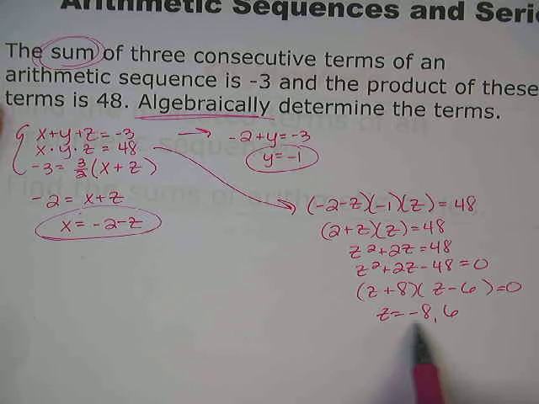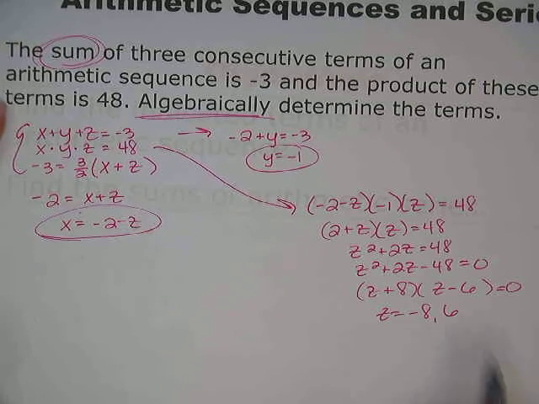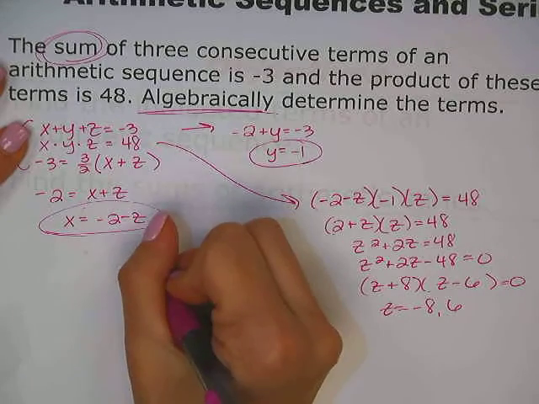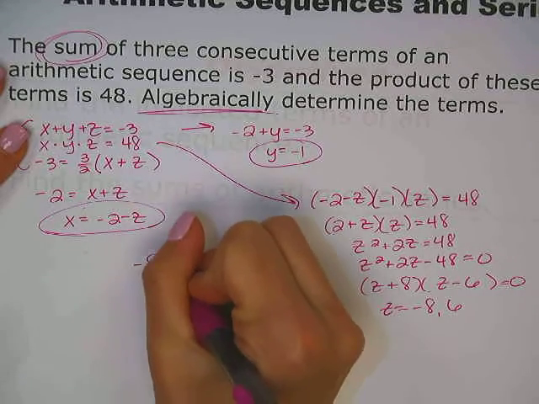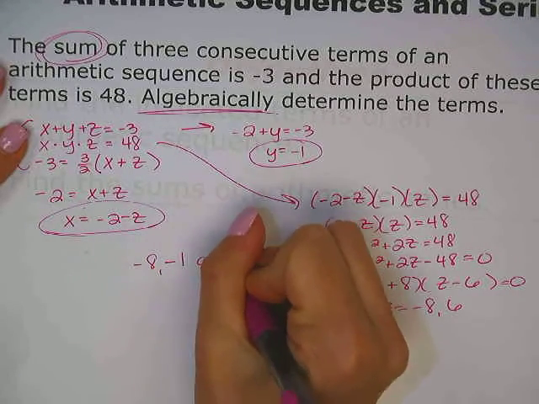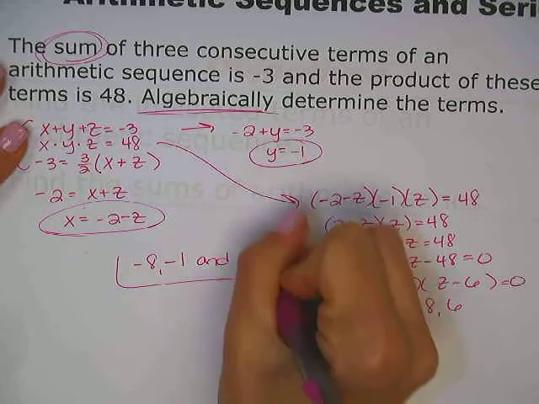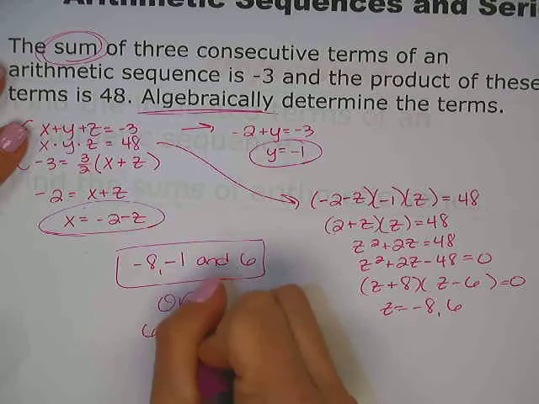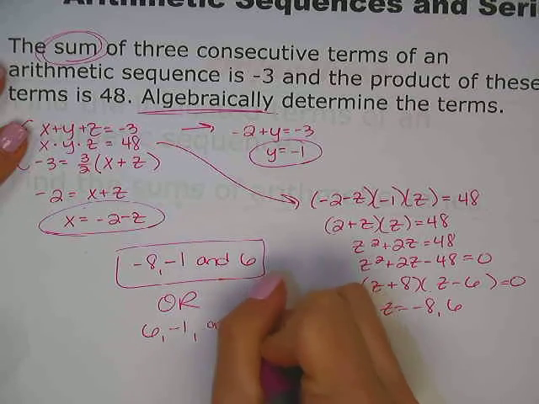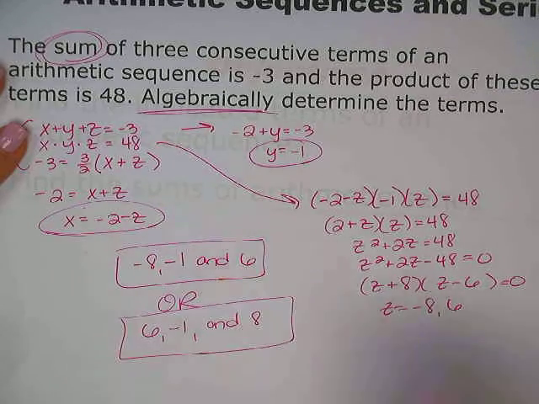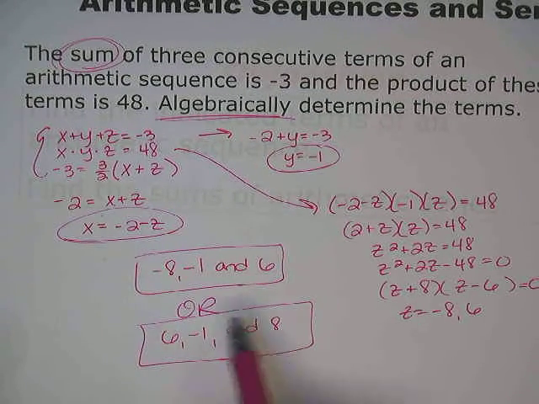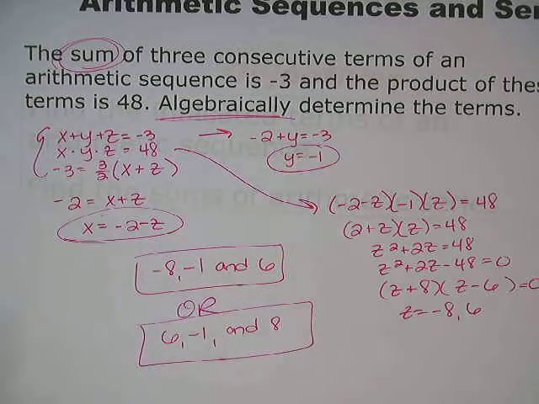So what I'm going to do is just write out the two possibilities here. Z could either be negative 8 or 6. So therefore I've got my two possibilities being negative 8, negative 1, and 6. Or I could have 6, negative 1, and positive 8. And those could be the two possibilities for my three terms. And if you check again, they should work in all three equations.